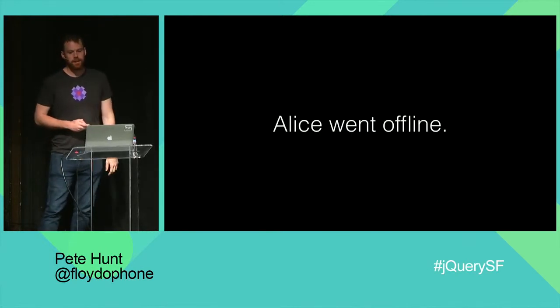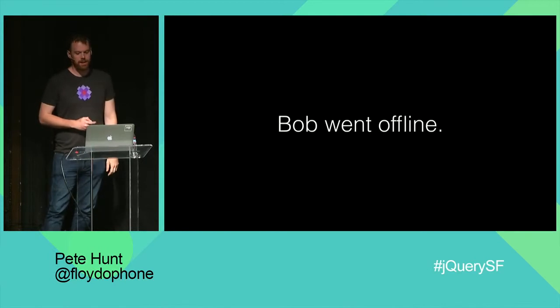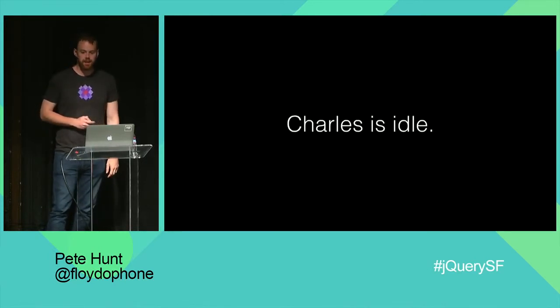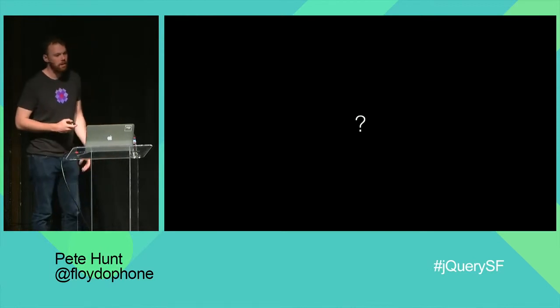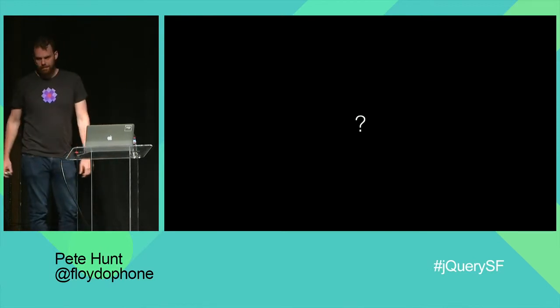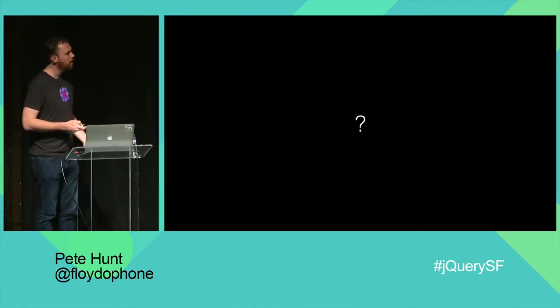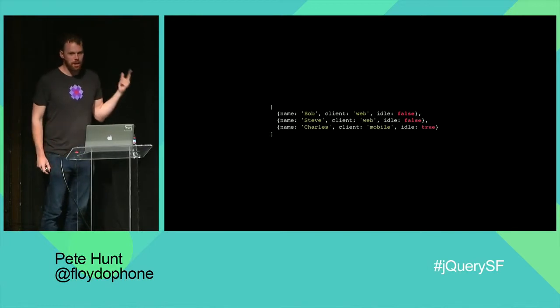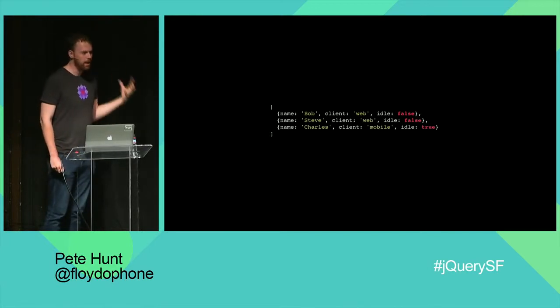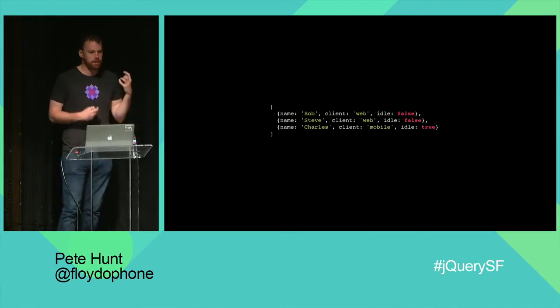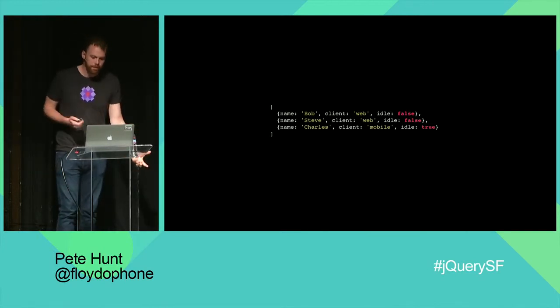Alice went offline, Bob went offline, Steve went online, Bob went online, Charles is idle, and Charles is on mobile. So what does the buddy list look like? Can anybody draw this? Can anybody remember who's online and who's offline? If you were just looking at a data structure like this, which is a snapshot of this user interface at a given point in time, it's very easy for you to describe what that user interface would look like. And so this is what React is all about.